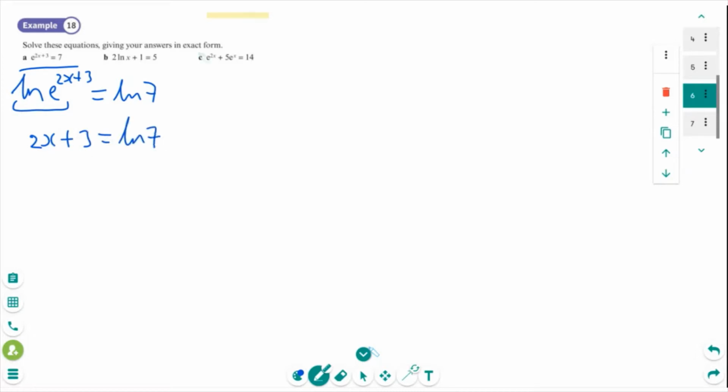It says give your answer in exact form. Exact form means not a long decimal. So you just solve it. You get ln 7, take away 3, then divide by 2. So you don't need to work it out as a long decimal, it says exact form. So that would be your answer.